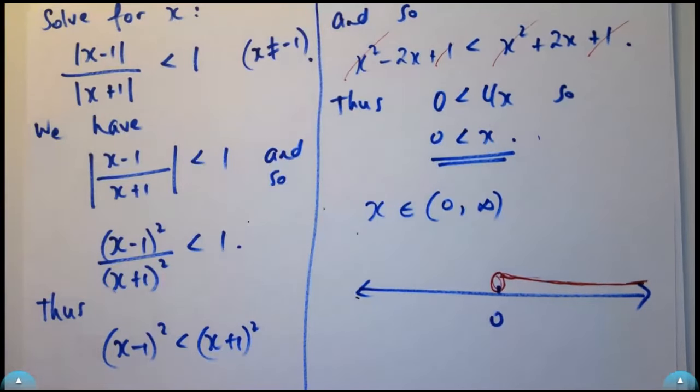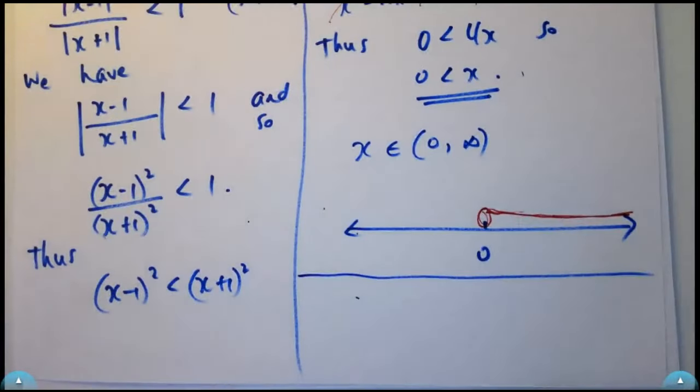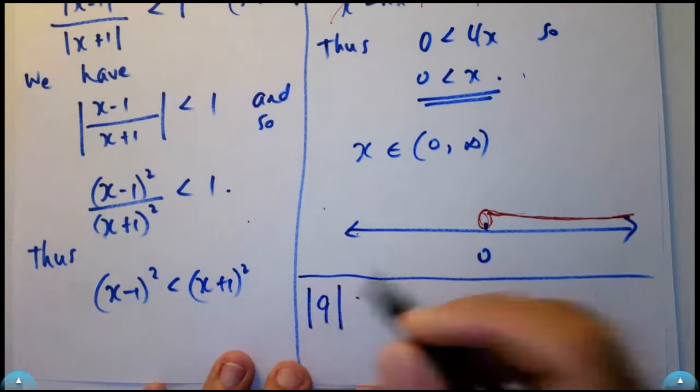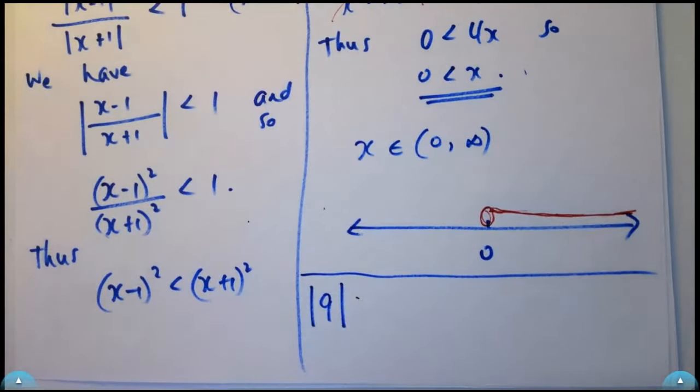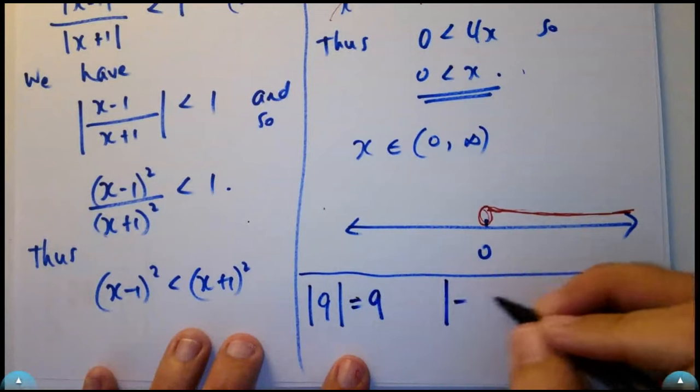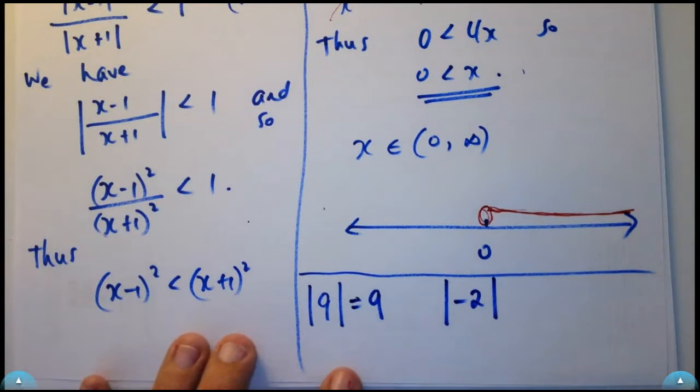So there's a good conversation going on in the chat about the absolute value. So let's just refresh our memory on absolute value. You guys put it in the chat. What's the absolute value of 9? Who can tell me? Right. And what about the absolute value of -2? What's the absolute value of -2?